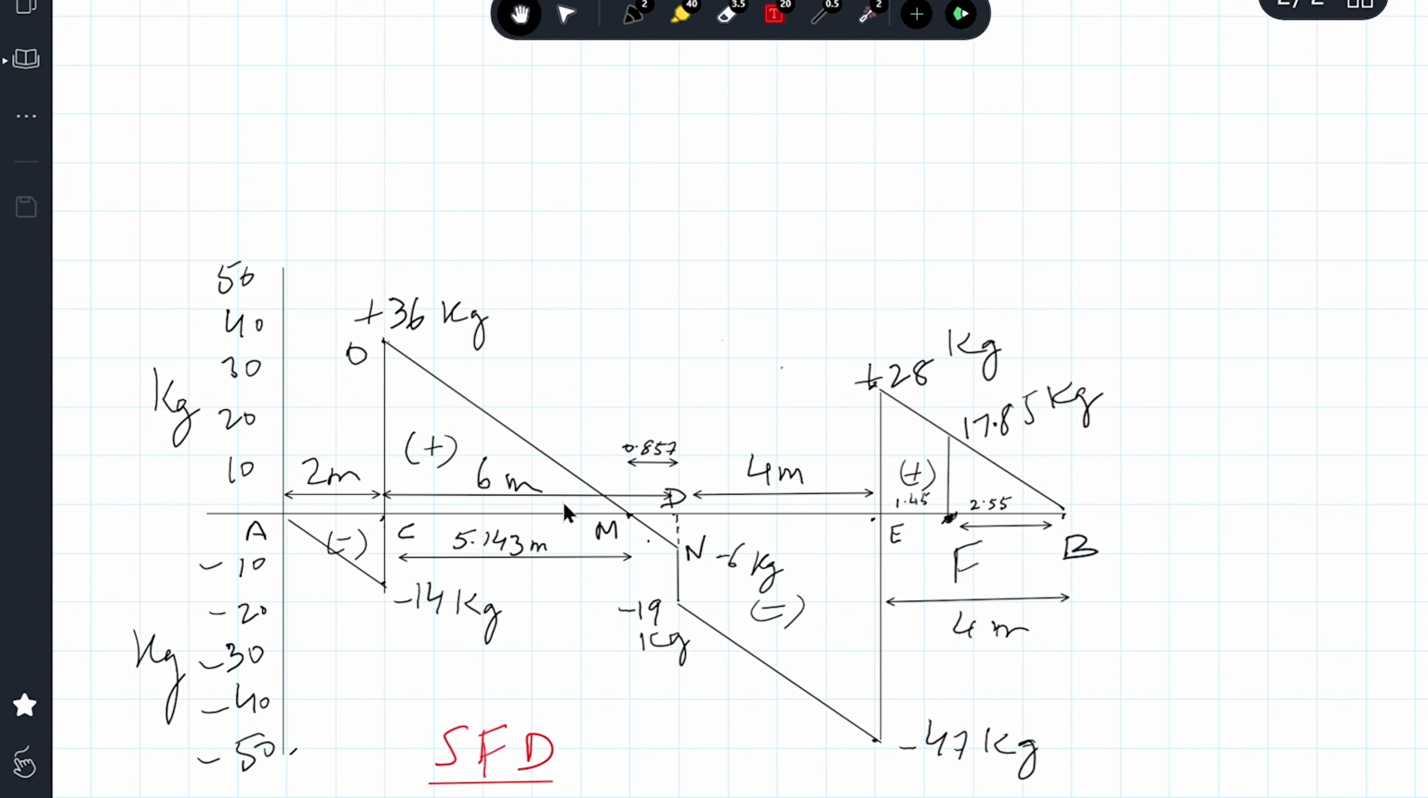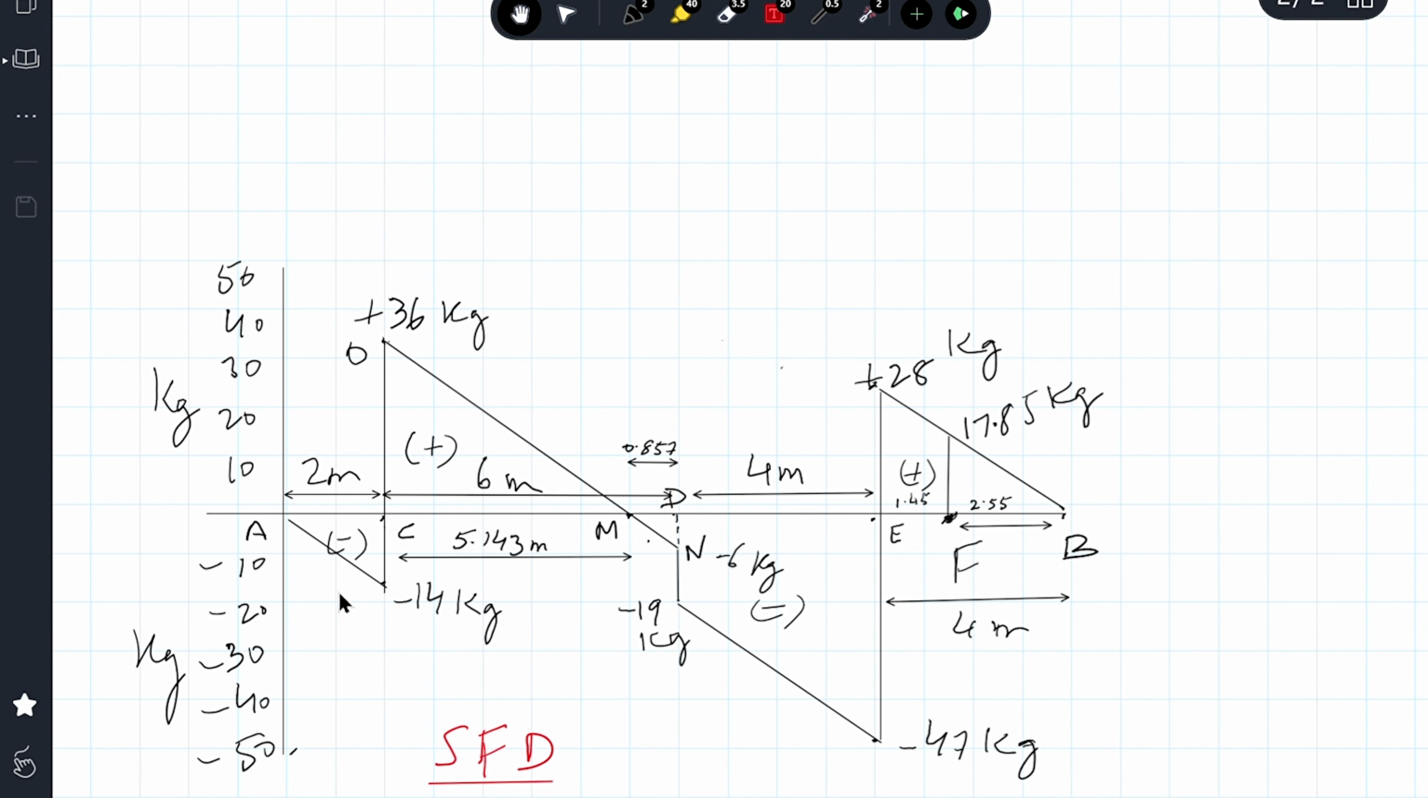So AM we have calculated, that is 7.143, and A to C is 2 meters. So 7.143 minus 2, between C and M, it is 5.143. And C to D is 6 meters. So MD, the small triangle MD will be 6 minus 5.143, 0.857. This will be required now when we do the bending moment area under the curve, these distances.